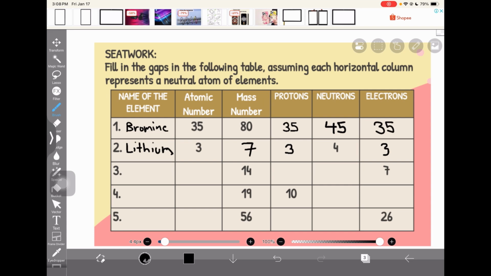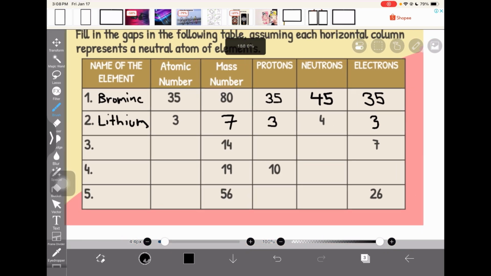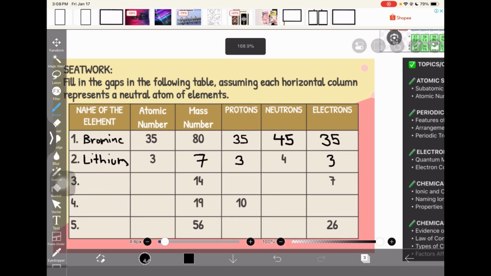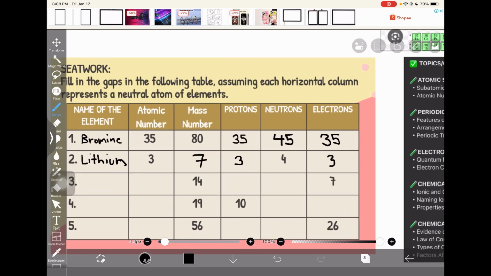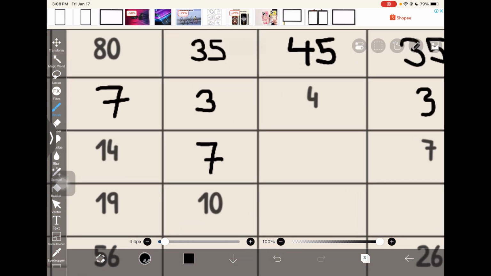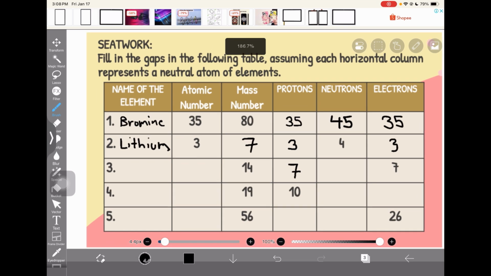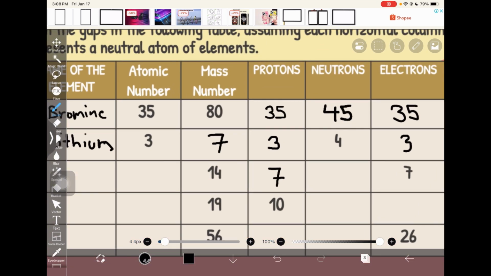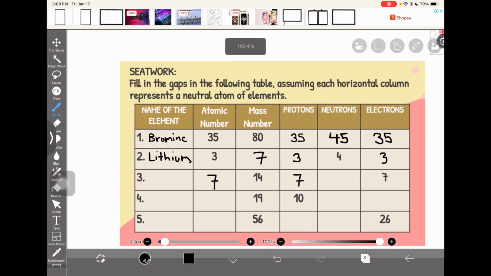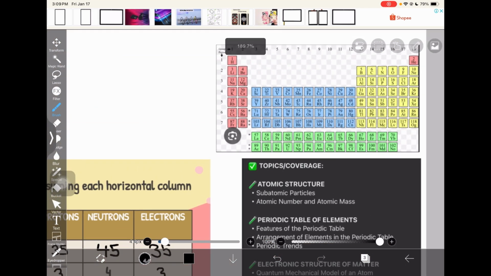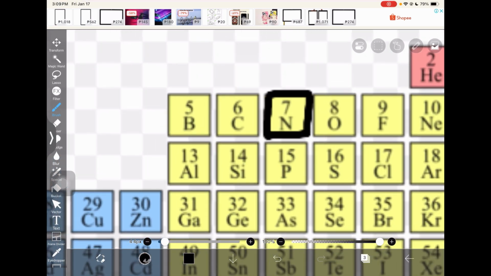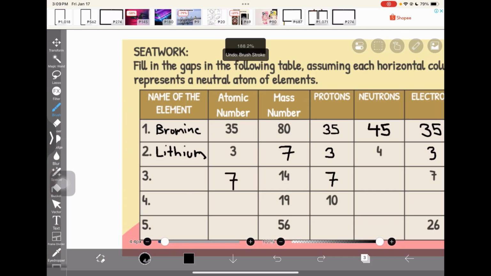Okay, for the second one, we only have the mass number and electrons. Since protons is equal to electrons, therefore, electrons is also equal to the amount of protons. So we can apply that logic here. And since protons is equal to the atomic number, we can also put 7 for the atomic number. Using the atomic number, we can also find the name of the element, which in this case is 7 for N. 7 is nitrogen.